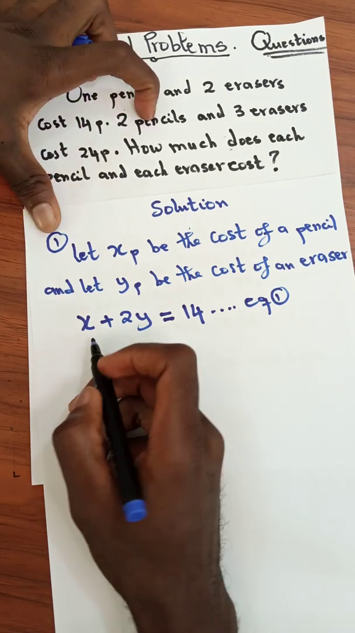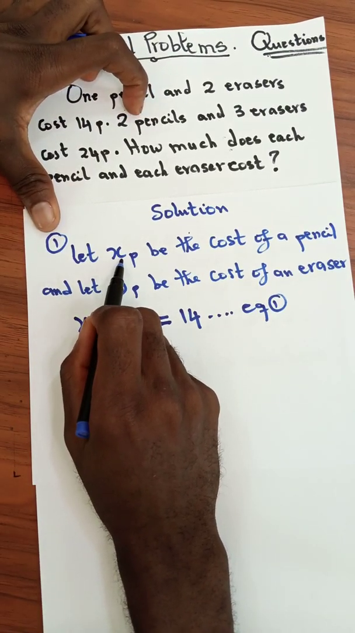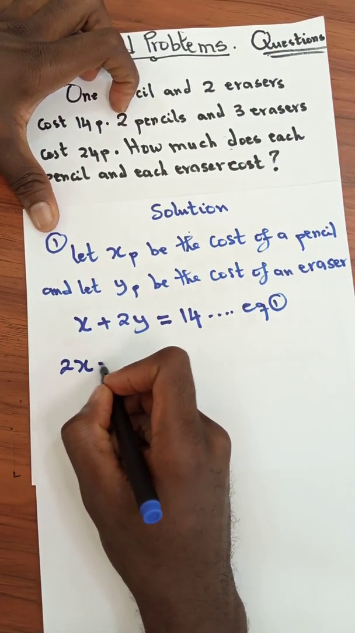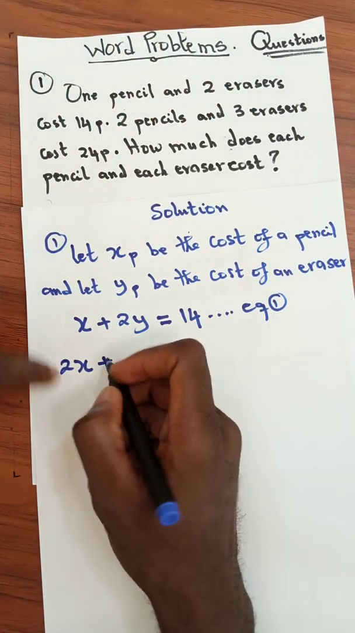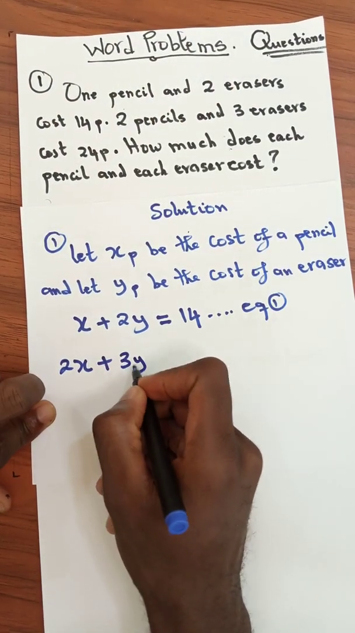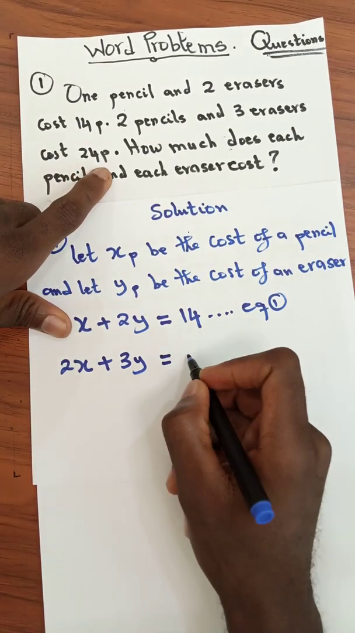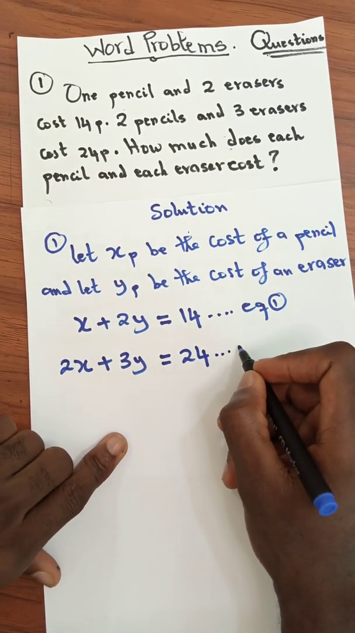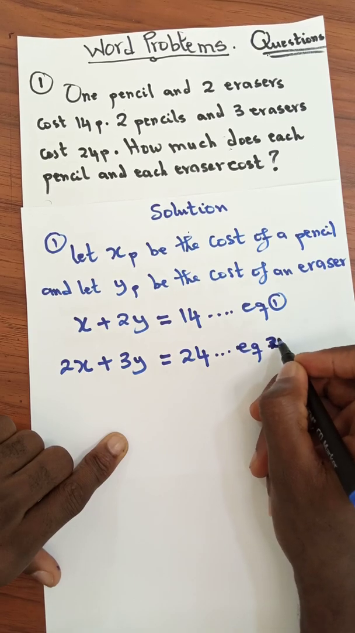Then the second thing here is, let's analyze the second statement. Two pencils, the cost of a pencil here is x. So two pencils, so that means 2x, and that means plus three erasers, 3y, eraser is y, cost is equal to 24 pesos. So this should be our equation 2, sorry.